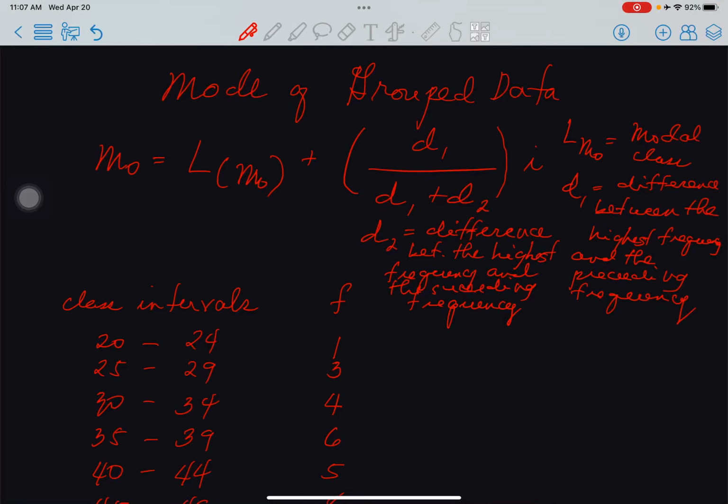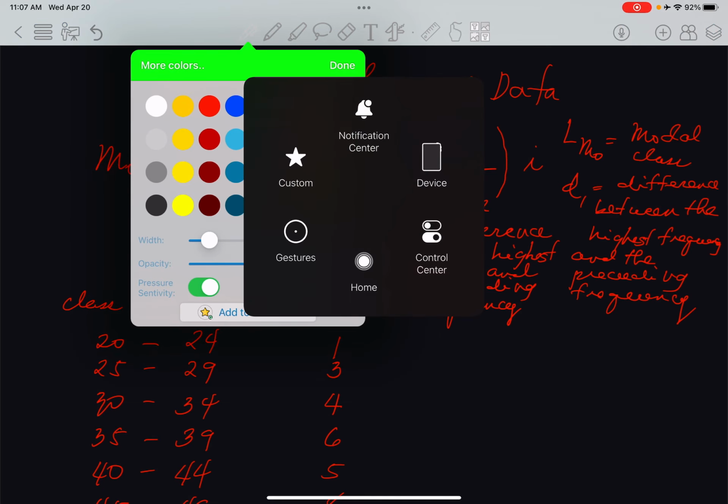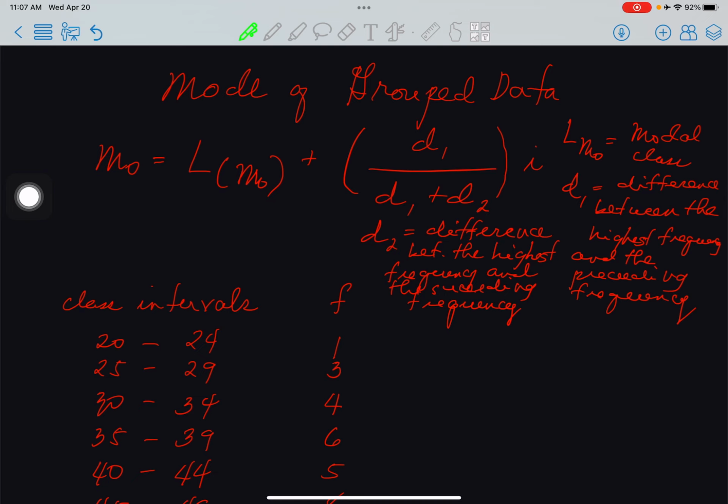Let's discuss now the mode of grouped data. Again, we have here the formula in finding the mode of grouped data. The formula is: mode equals the exact lower limit of the modal class, denoted by LMO, plus d sub 1 all over the sum of d sub 1 and d sub 2, then multiplied by our class interval.